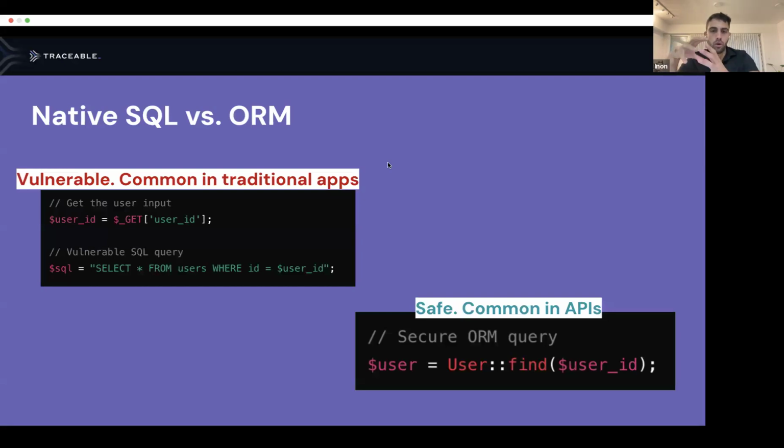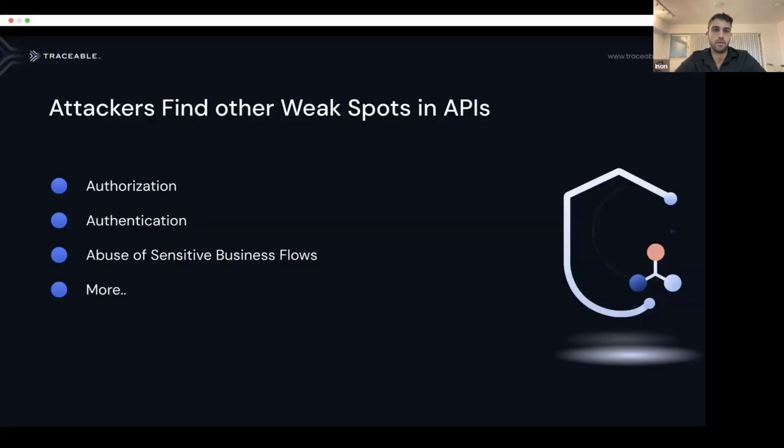Basically, the whole field of vulnerabilities is much less common today because of new features and new frameworks in application development. So even though those scary vulnerabilities like cross-site scripting, SQL injection and directory traversal are much less common today, attackers are still finding ways to hack your APIs. And this is something that we can see every day. Big companies get breached because of weak spots in APIs.